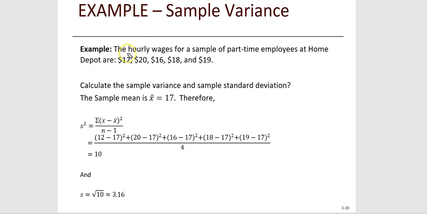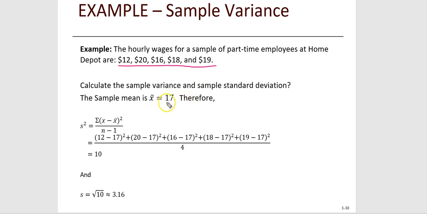So here we're given a sampling of hourly wages for some part-time employees at Home Depot. So we have $12, $20, $16, $18, and $19. That's a very small sampling of just 5 people. Let's calculate the sample variance and the sample standard deviation.